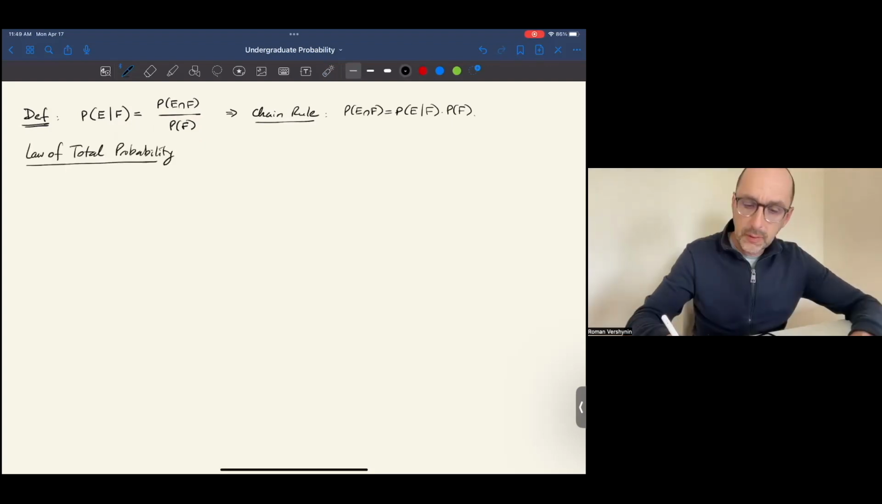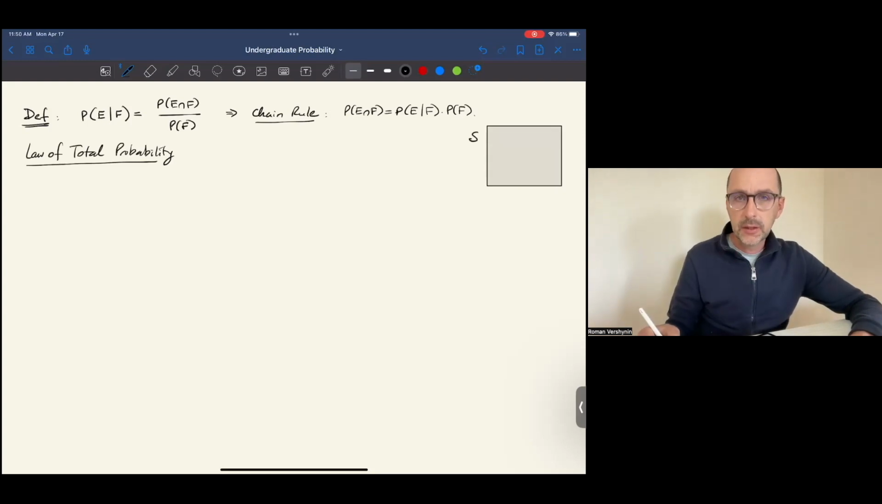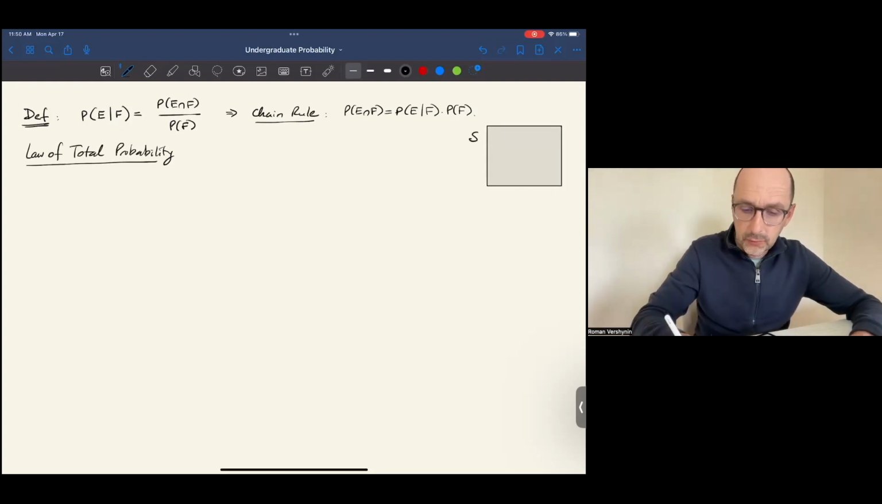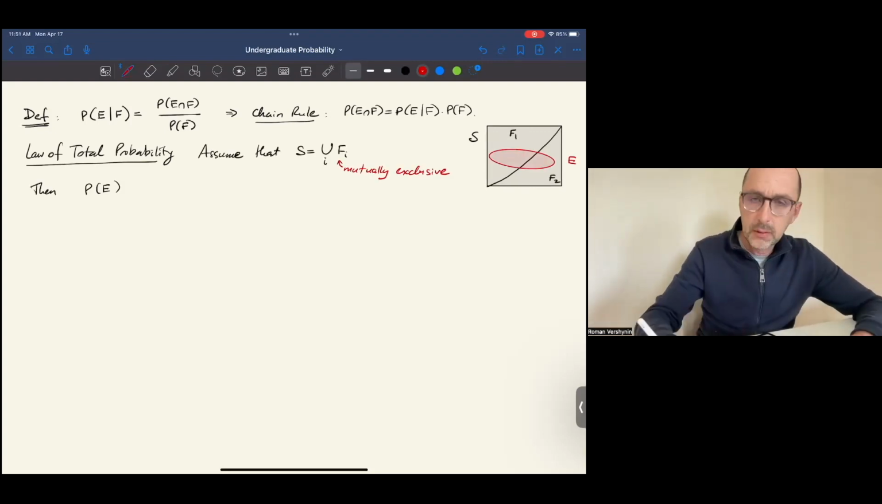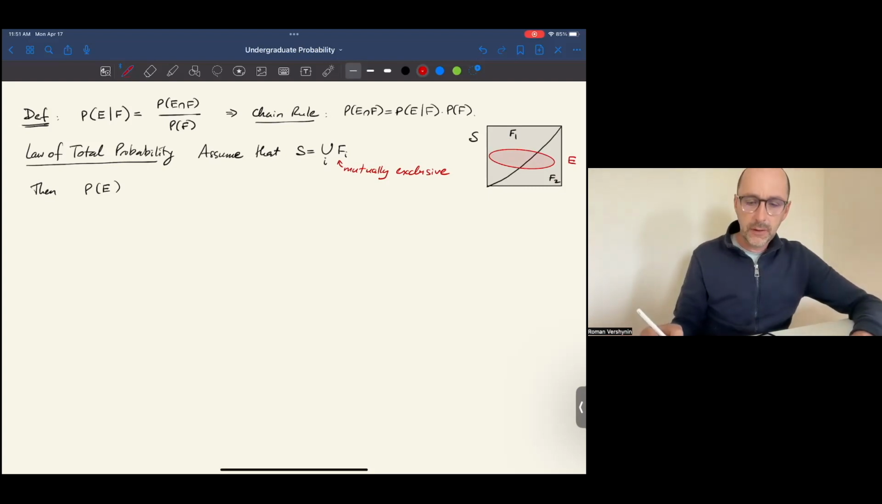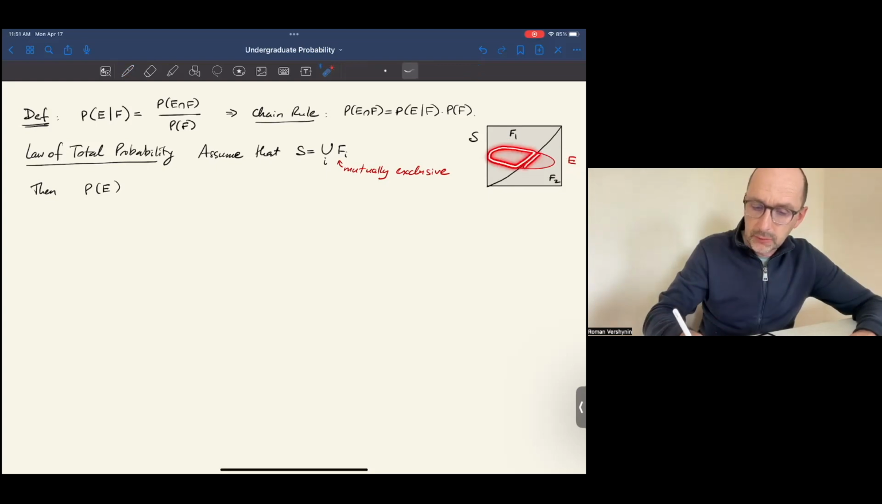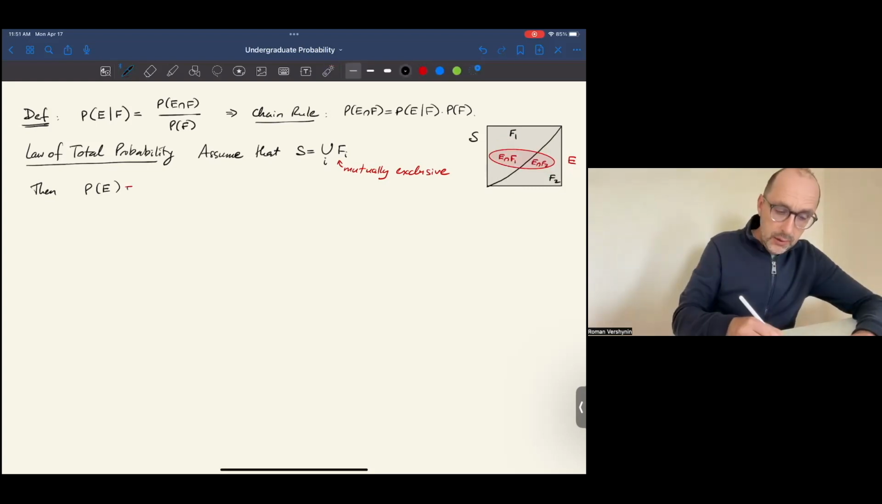Let's recall it. Suppose the sample space S is partitioned into two or more events. And for the illustration purposes, let's assume it's partitioned into two events, F1 and F2. We assume that these events are mutually exclusive. Then to compute the probability of any event E, such as this one, we can decompose E into these two parts. They're mutually exclusive, E intersection F1 and E intersection F2. And we sum their probabilities by the additivity axiom.